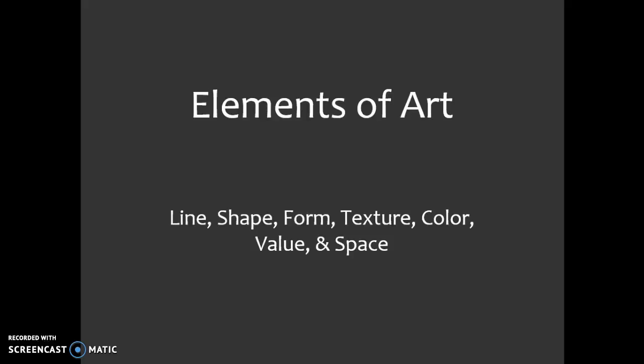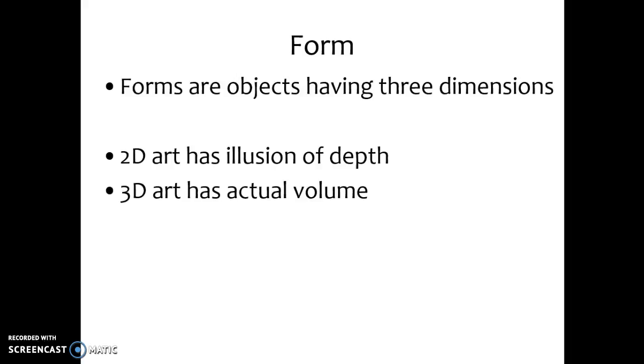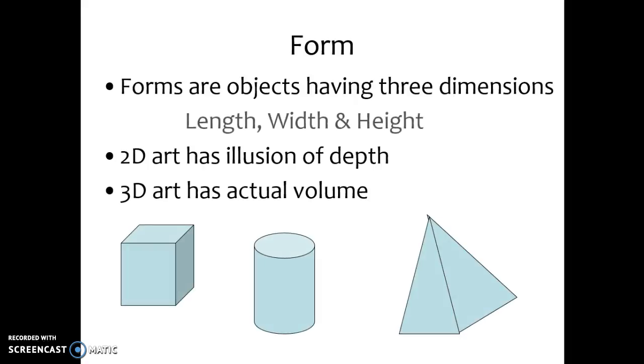In this video, we will look at the element of art called form. A form is any object having three dimensions. These three dimensions are length, width, and height. Two-dimensional art has the illusion of depth or form, and three-dimensional artwork has actual volume.